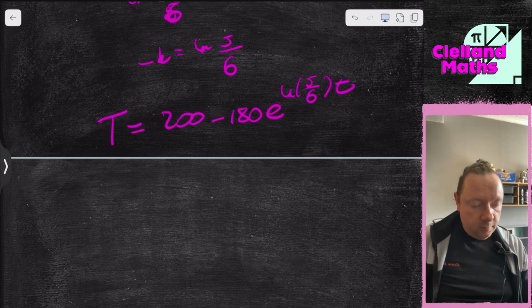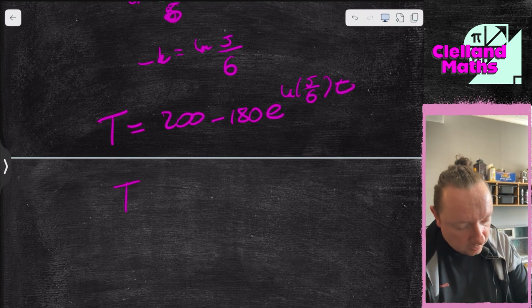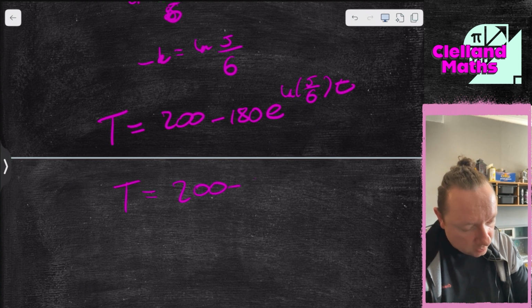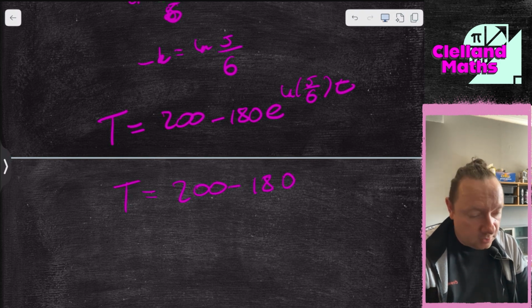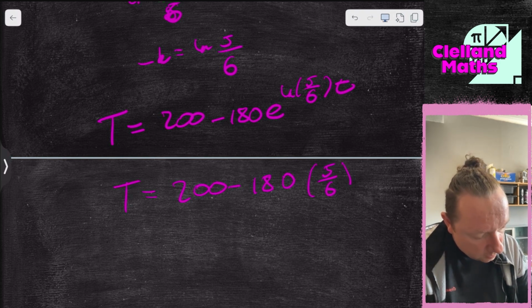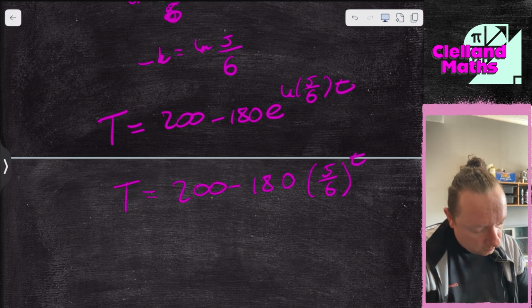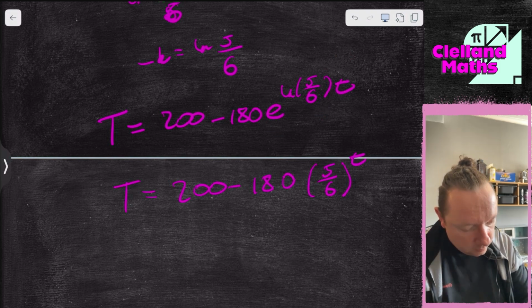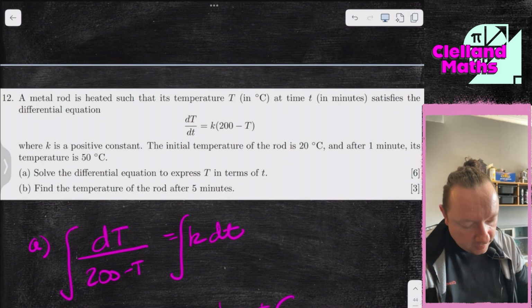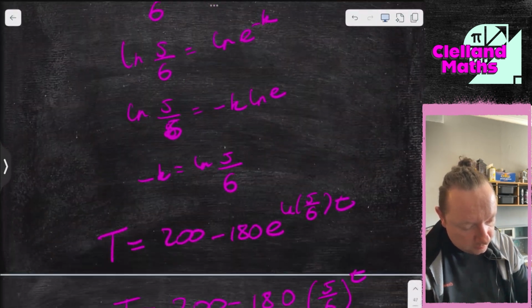So since we've got a log in the power position, we can get rid of that by saying we've got 200 minus 180, and that's e to the log 5/6, which is just 5/6 to the power of t. Because basically that's the same as that to the power of t. And we're done there. B, find the temperature of the rod after 5 minutes.